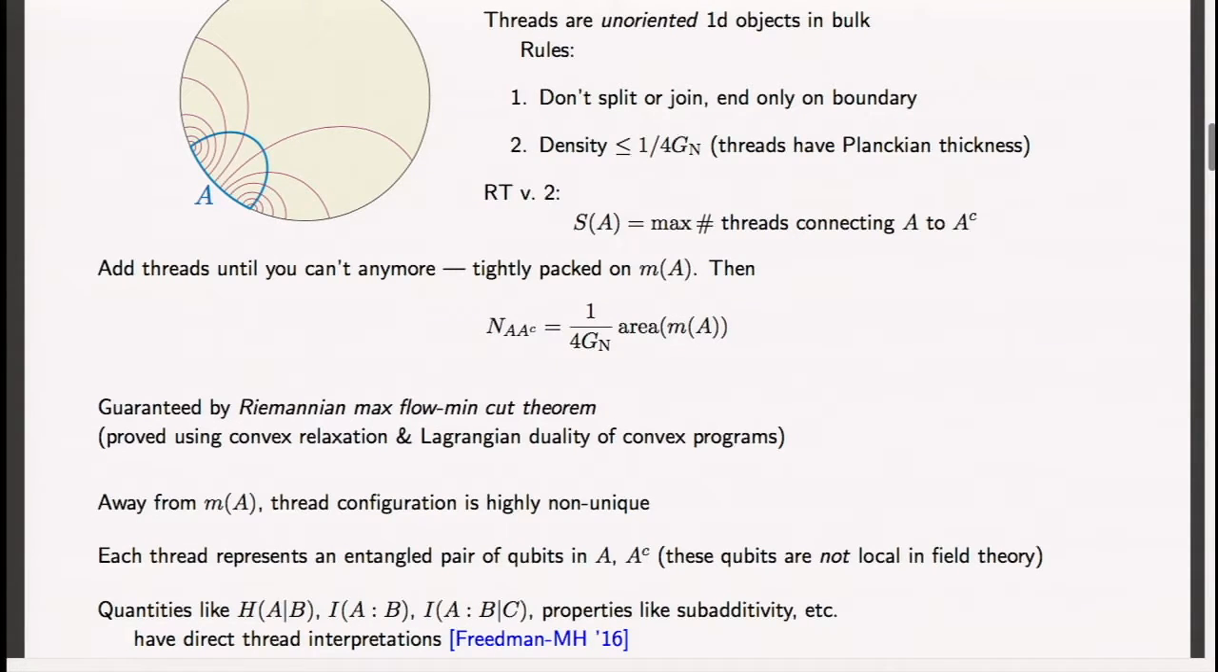So I'm not going to go through that. You'll see some of that story today, and you can also prove important properties like subadditivity, strong subadditivity, and so on using the threads. But how many such thread configurations are there?